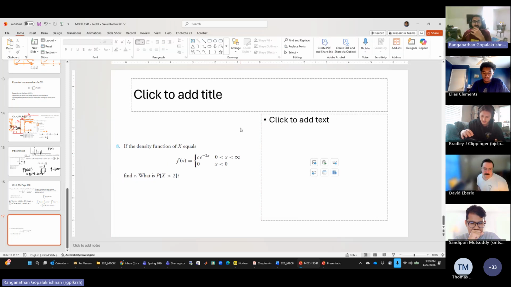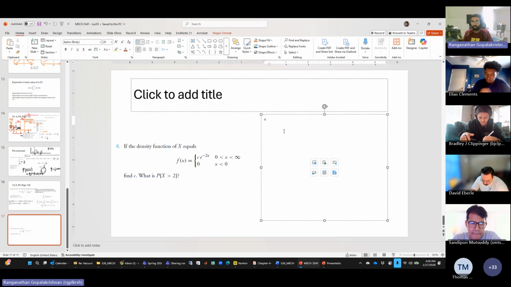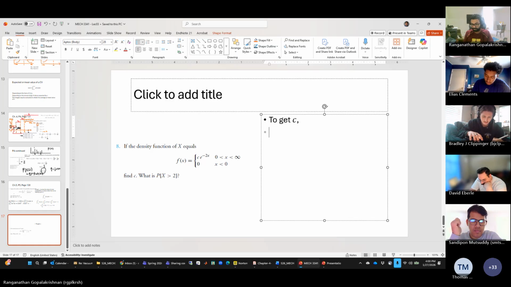First, the density function is given as an exponent between 0 and infinity. Below 0, it is just 0. So it's just a positive function. Find C. What is the probability that X assumes values that are greater than 2? That's the question. So to find C, we'll write the integral.